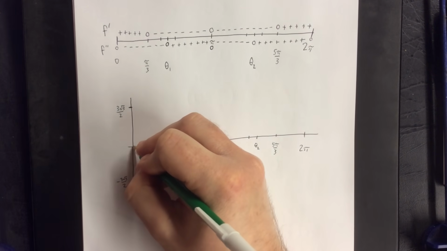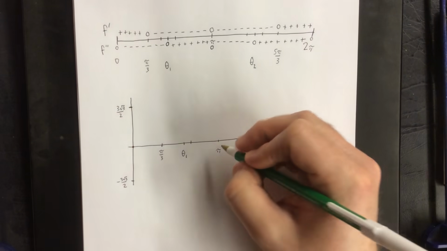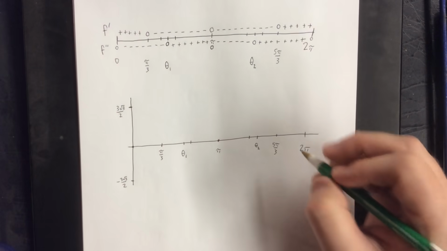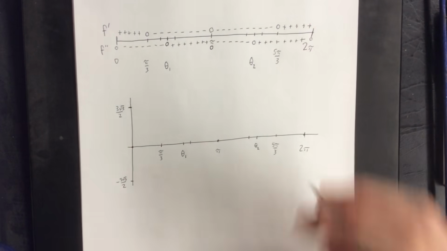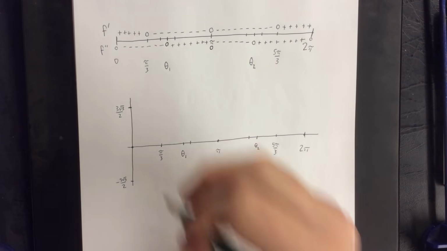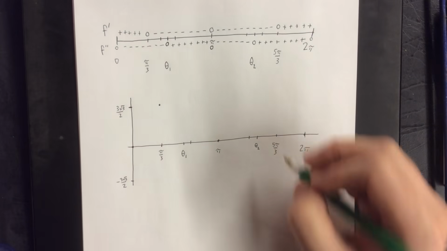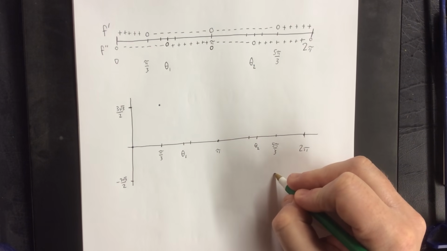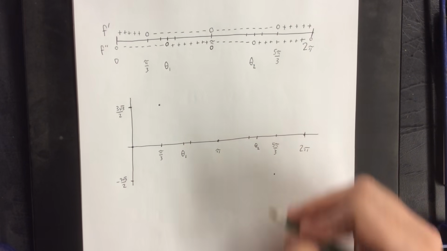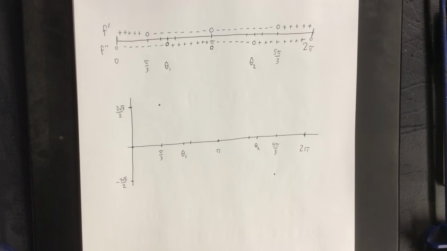X-intercepts occur right here, and here, and here. Local maximum occurs right here. Local minimum occurs right here, 5 pi over 3, negative value. And let's see if we can match everything else up.